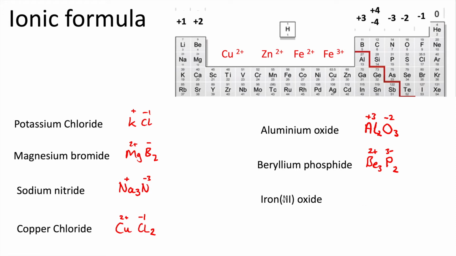And finally, iron 3 oxide, you know which charge it is because you're told it's 3. So we've got iron 3, it's 3+, oxygen is 2-, and therefore again that's another one with a common denominator of 6. So we've got 6 electrons given away to be accepted by 3 oxygen atoms for 6.